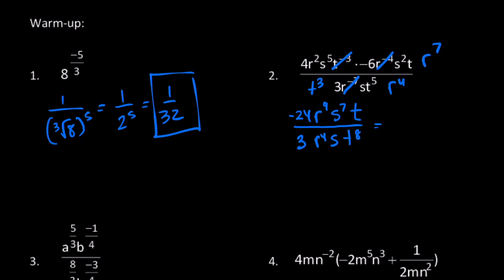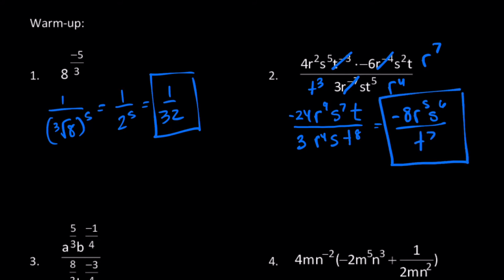Okay, so now I just have to simplify that. Negative 24 divided by 3 is negative 8. If you notice here, I've got r to the 9th in the numerator, r to the 4th in the denominator. So I'd have an r to the 5th in the numerator. S to the 7th over s would be s to the 6th in the numerator. And I have a t over t to the 8th, so I'd have t to the 7th in the denominator. So there's my simplified expression.